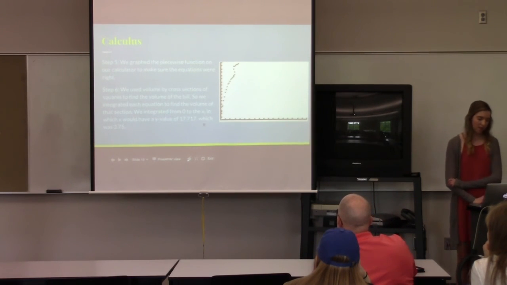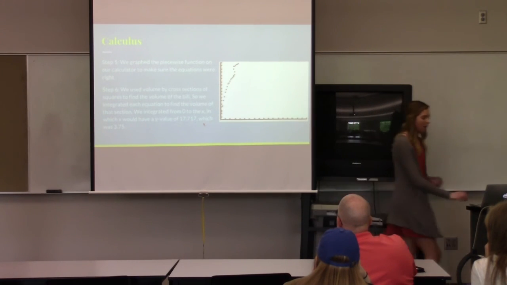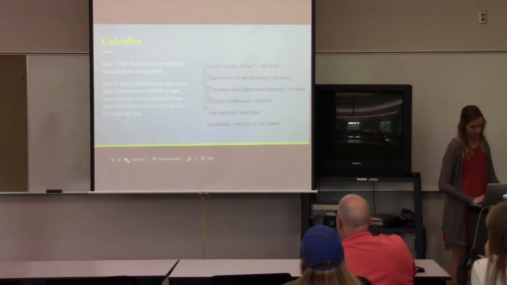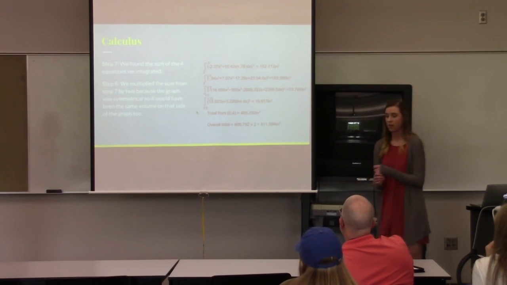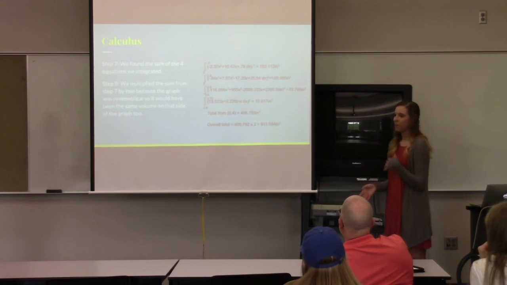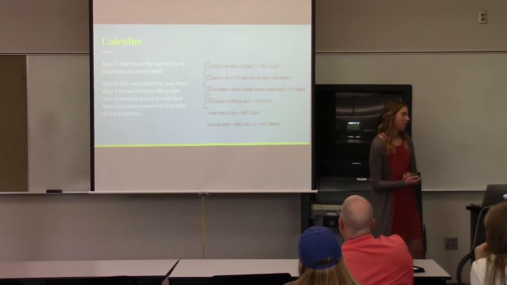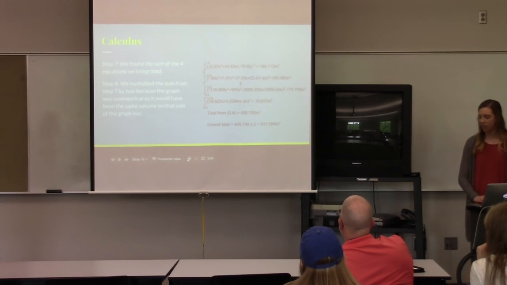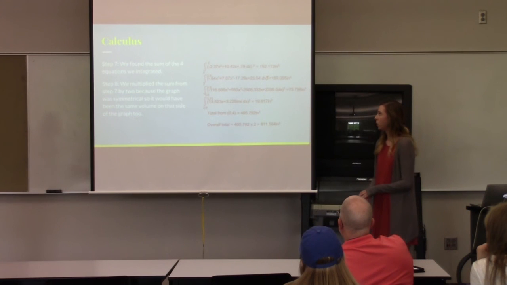Yep, so the highest value had 3.75 on the x, and then the height would be 17.717. So step 7 is we had to find the sum of all four of those equations after we integrated them. And then after that, we had to multiply the sum from step 7 by 2 because the graph is symmetrical, therefore it would be equal on the same side for our volume. So then for the first one, we got 152.112 inches cubed.